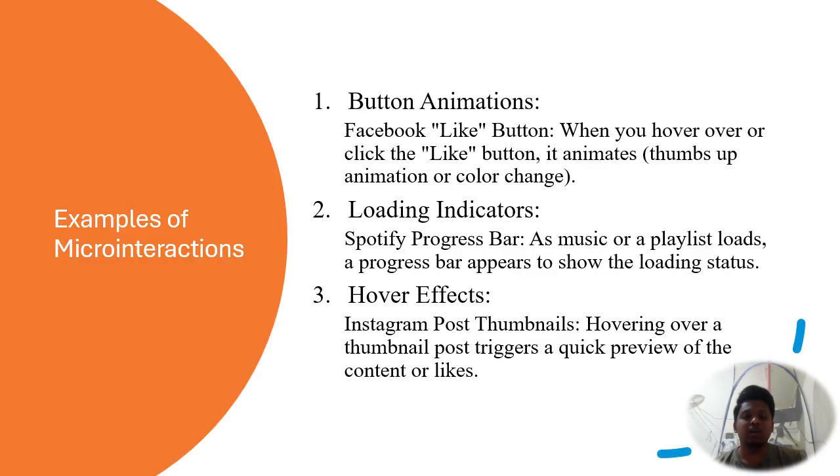Now let's look at the examples of micro interactions. First is button animation. Facebook, where we use the like button: as you hover over the like button, it animates like a thumbs up animation or a color change. Loading indicator: Spotify's progress bar, a music playback loading progress bar, shows the loading status. Hovering effect: Instagram post thumbnails. Hovering over a thumbnail post triggers a quick preview of comments or likes.